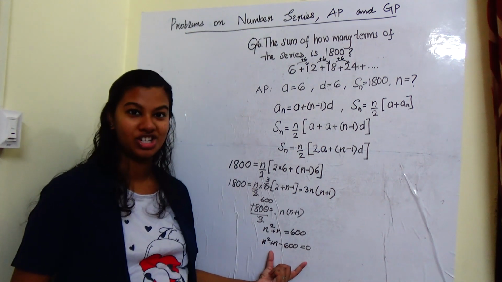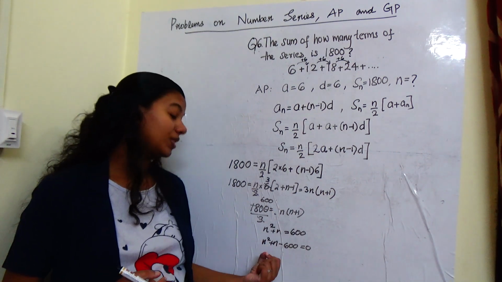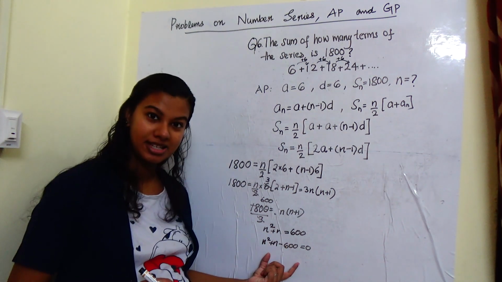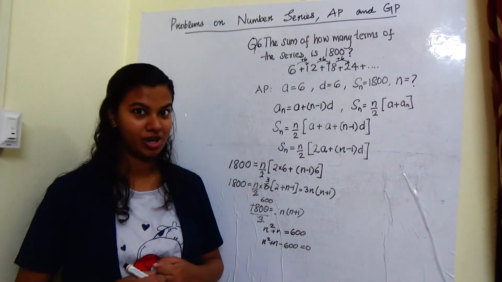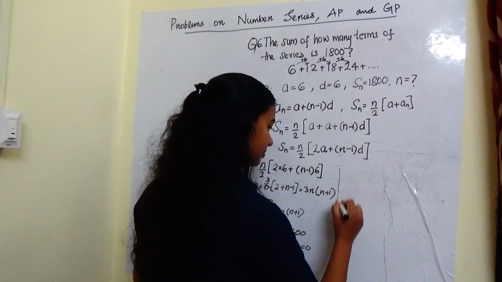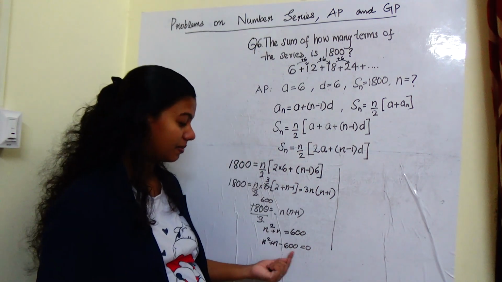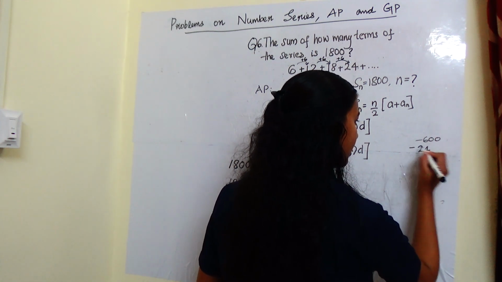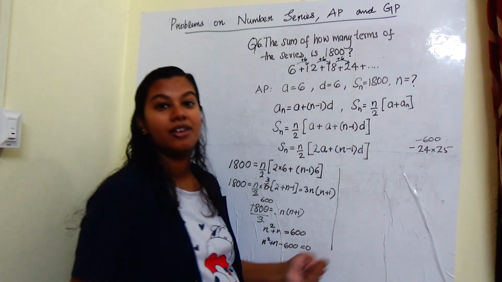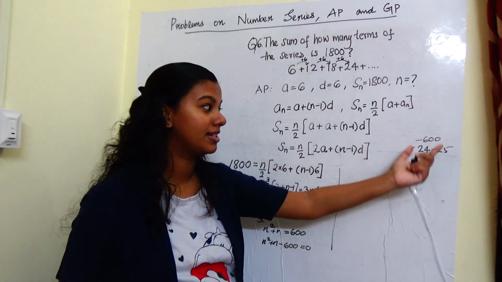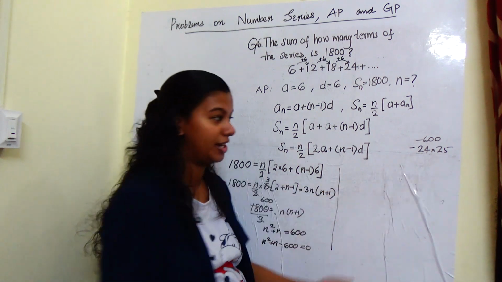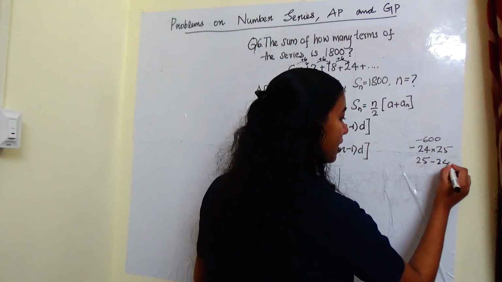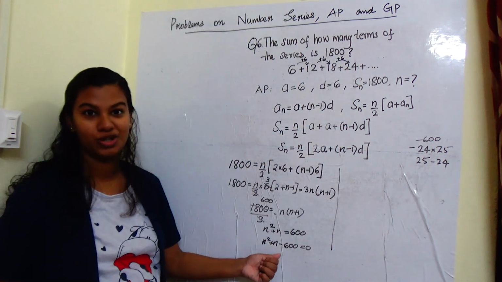Now just check this equation. This is a quadratic equation. So there will be two values of n, okay? So what I had to do? I had to factorize this equation and find out the two values of n, okay? So by factorizing, it is minus 600. After factorizing, I find that minus 600 can be written as minus 24 into 25, and the middle term can be written as 25 minus 24, will get 1. That is 1 into n, okay?